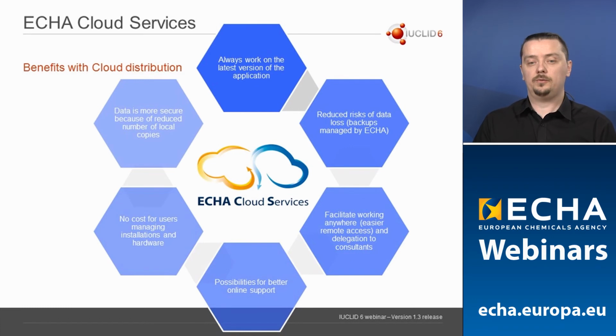You would have a reduced risk of loss of data because ECHA would be taking care of the backups of the systems for you as well. The availability of the cloud from anywhere will facilitate you working from home. The only thing you need to have is an internet connection. You can have a web browser, and then you would be able to work on your Euclid data.